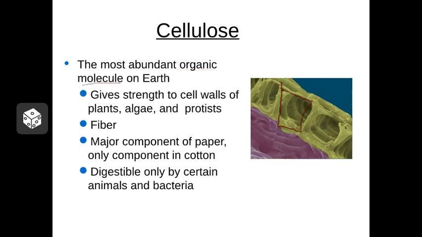Now think about all the places you can find cellulose. The wood of a wooden table is mainly cellulose. The paper that you write on, mainly cellulose. The cotton of a cotton shirt is mainly cellulose. So we find cellulose all over the place.